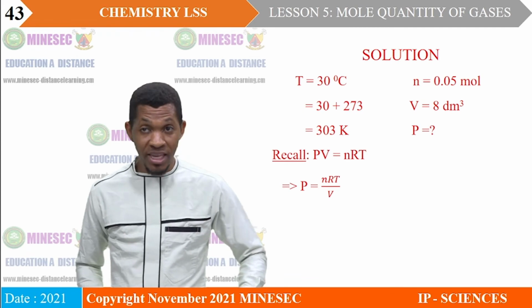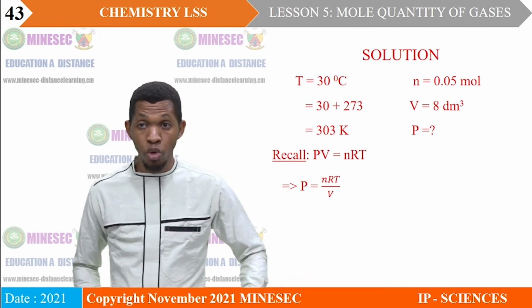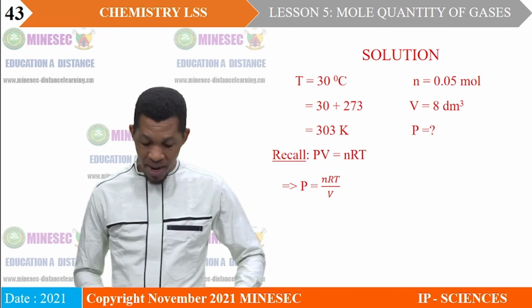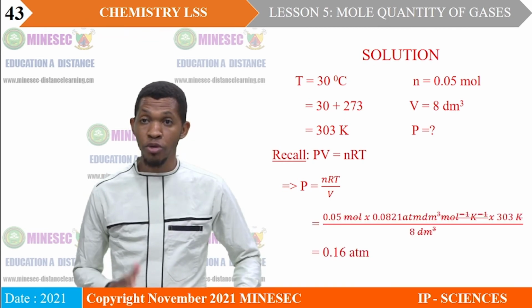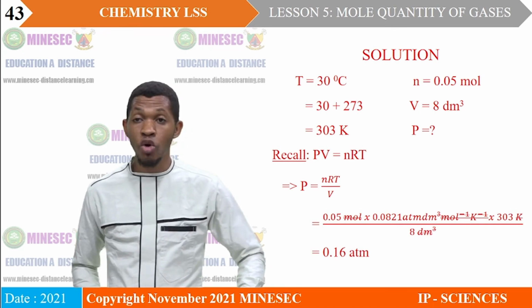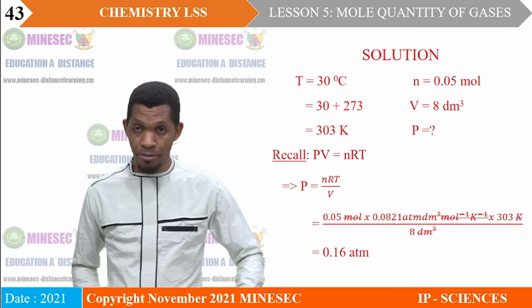So based on the ideal gas equation, the pressure is equal to number of moles times molar gas constant times temperature, all divided by volume. So substituting the unknowns with their values and simplifying, we have pressure is equal to 0.16 atmospheres.